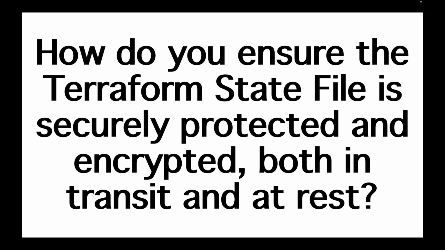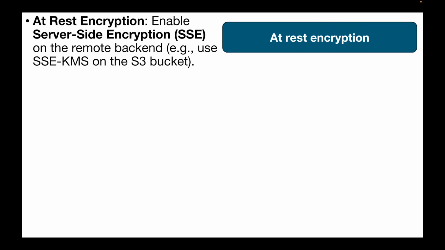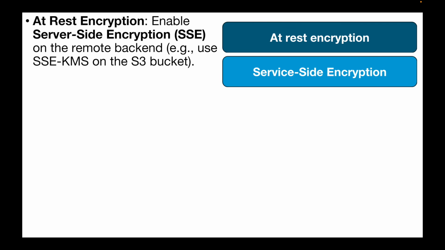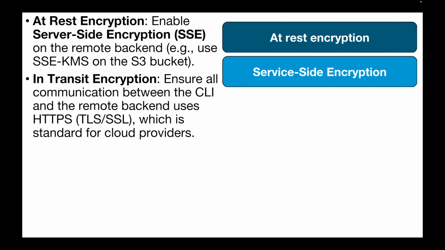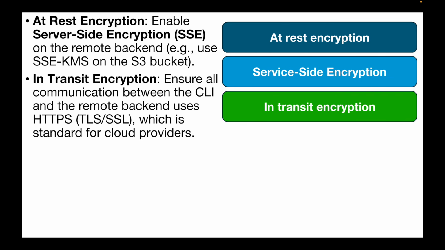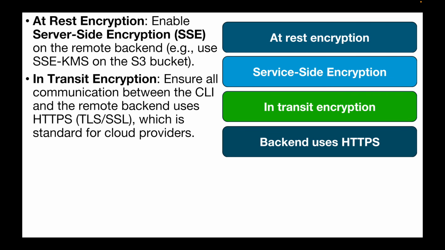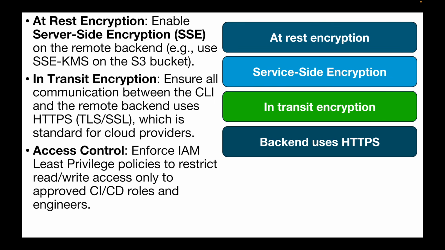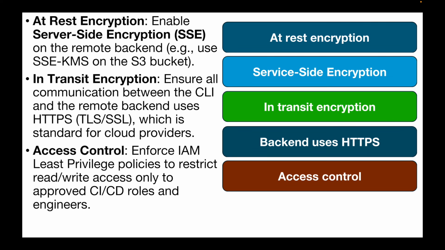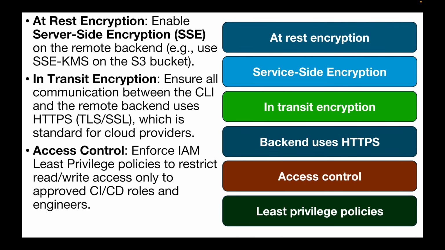The next question we have is, how do you ensure the Terraform state file is securely protected and encrypted both in transit and at rest? When we talk about at-rest encryption, we can make use of server-side encryption on the remote backend. If you're using S3 buckets, then we can use SSE-KMS. If it is in transit, then we can ensure all the communication between the CLI and the remote backend uses HTTPS, which is your TLS or SSL certificates, standard for most cloud providers. We can also make use of access control, enforcing IAM least privilege policies to restrict read or write access only to approved CI/CD roles and approved engineers.